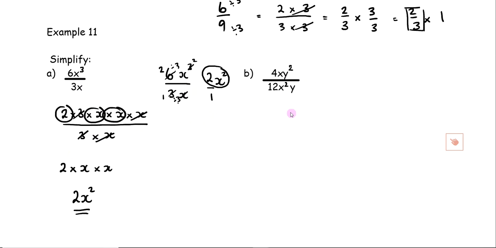So let's have a look at this next example. So I can see the 4 and the 12. So I know 4 is a factor of 12. So I've got 4 times the x times the y squared. And 12, because I know I'm looking for a factor of 4, I can see 12 is 3 times 4. I've got times x squared, and I've got times y. So now already I can see that the 4 and the 4 cancel.